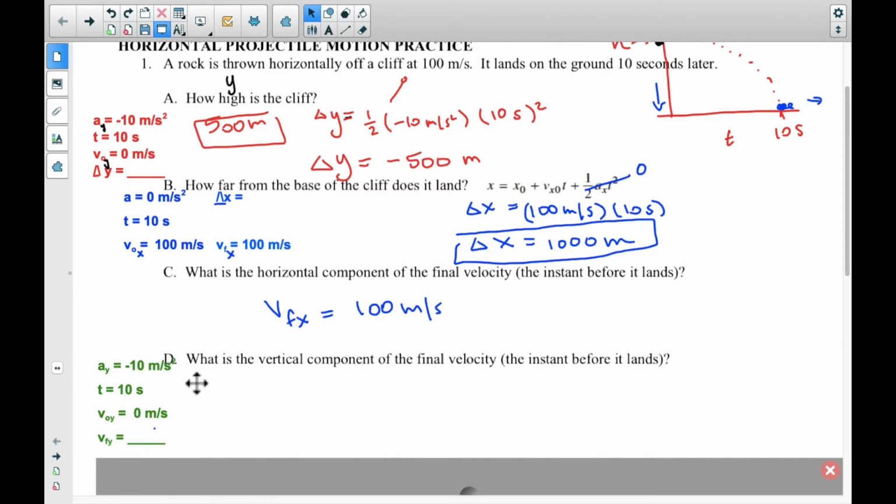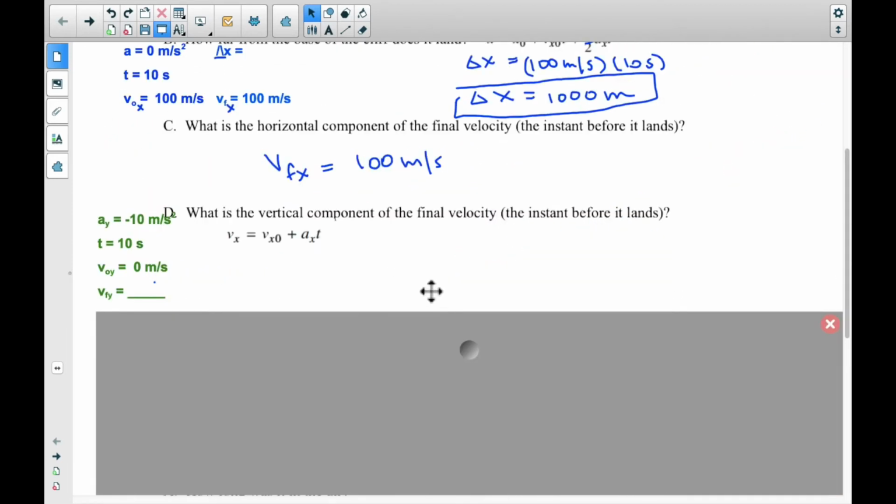So acceleration in the y direction is negative 10 meters per second squared. Still have 10 seconds. Initial velocity in the y direction, we talked about that, is 0, because when you drop it, the instant you drop it, it's not going in the y direction. After an instant, it is. And we want to know what its final velocity is. Okay, looking at these, it seems like we have a pretty good equation we can use for that. So this one is pretty straightforward. Again, instead of the x's, we're going to be using the y's.